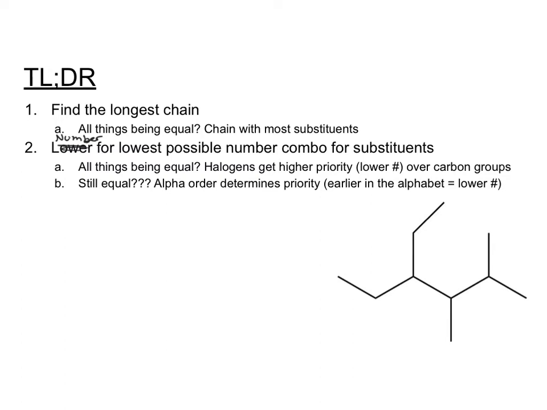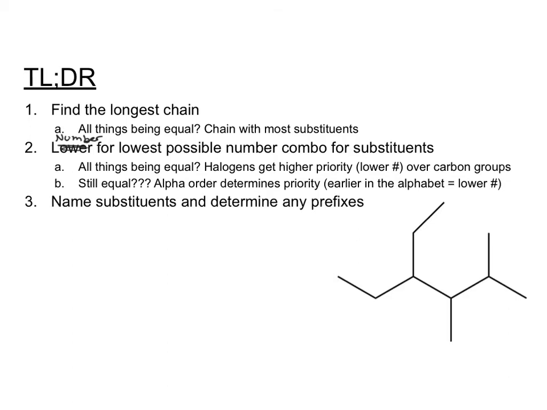Okay, you can have multiple possible combinations of numbers that are equal, right? It's 2, 3, 3 no matter what, right? If all things are equal, then the halogens are going to get higher priority, meaning lower numbers, over carbon groups. If it is still equal, then the alphabetical order is going to determine. So if it's earlier in the alphabet, ABC, it has a higher priority and therefore gets a lower number.